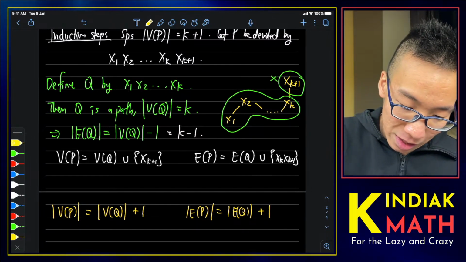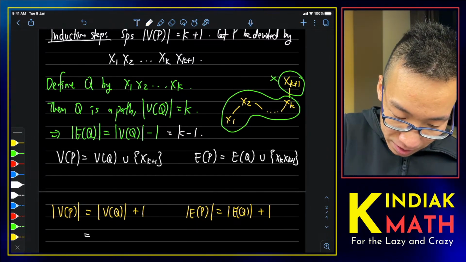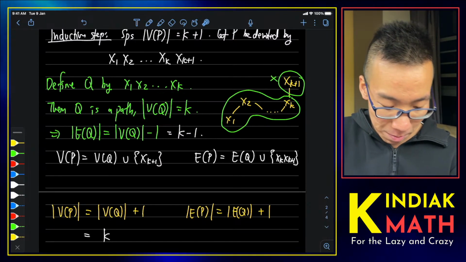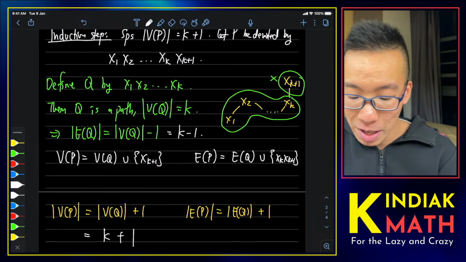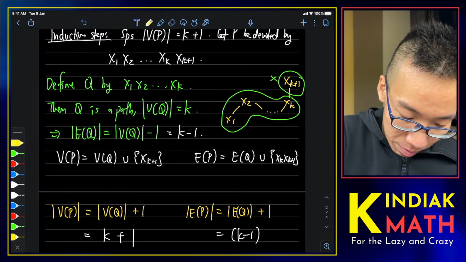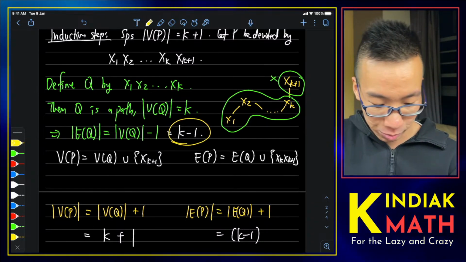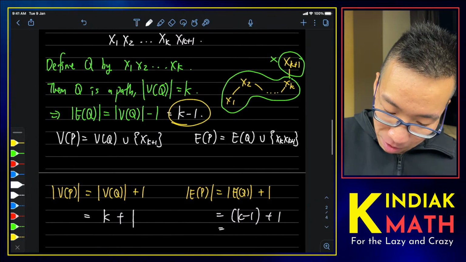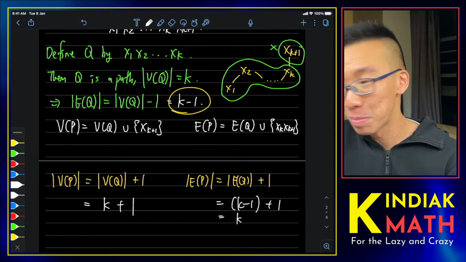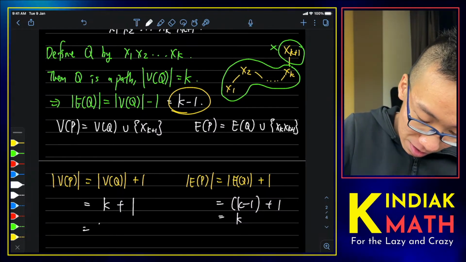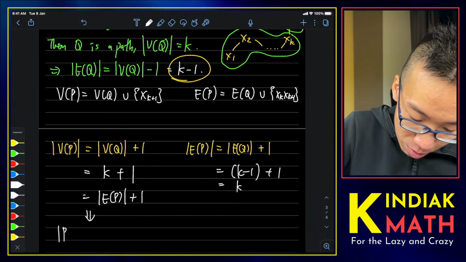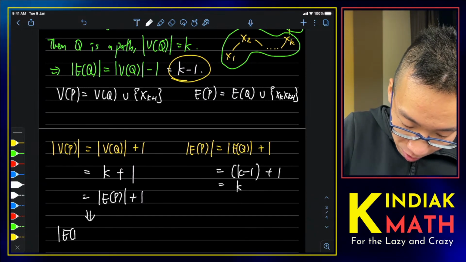But we do know that the number of vertices in Q is k, because Q has k vertices. And the number of edges in Q is k minus 1. We've established that just now. So the number of edges in P is k, but that simply means that we get this result. And by algebra, we are good to go.